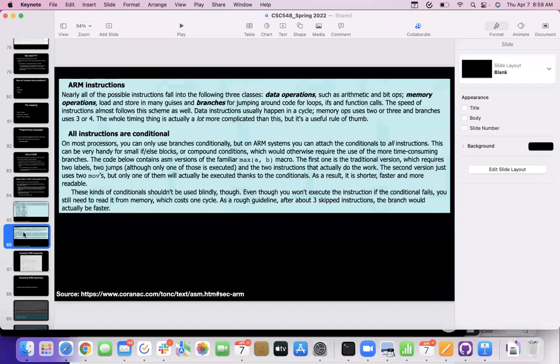Okay. Let's see, ARM instructions. Nearly all of the possible instructions fall into the following three classes. They're either data operations. So these are arithmetic stuff, math stuff, or bit operations. We looked at bitwise stuff before. Then there are memory operations. These are loads and stores. When we load something, we're going to be bringing something from system memory onto the processor to store it into a register. A store is when we take something from our register and store it back to system memory.